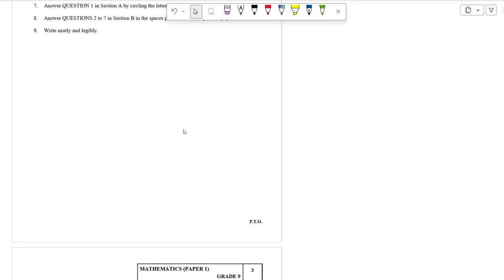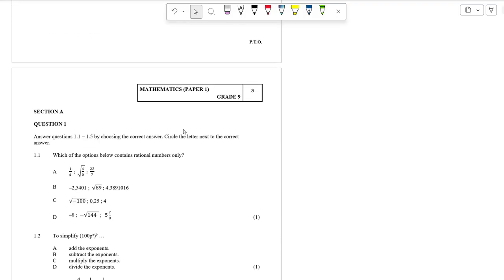Today is a grade 9 mathematics info and revision class. So let's get into the business. Answer questions 1.1 to 1.5 by choosing the correct answer. Circle the letter of the correct answer. Which option below contains rational numbers only?